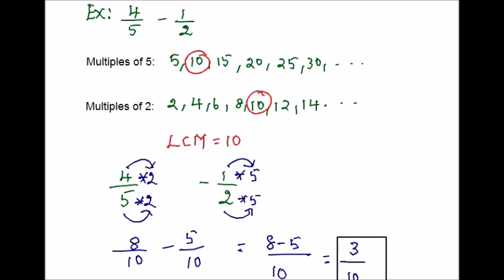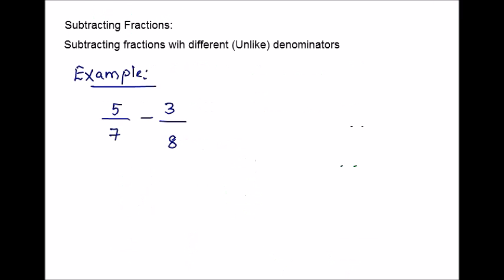Now let me show an example using the cross multiplication method. Do you see the question? Here the denominators are not the same. We know how to solve this problem using the LCM method. Now let me show how to solve the same problem using the cross multiplication method. Cross multiplication is nothing but multiplying the first fraction by the denominator of the second fraction and multiplying the second fraction by the denominator of the first fraction. Okay, let me write it on the board.